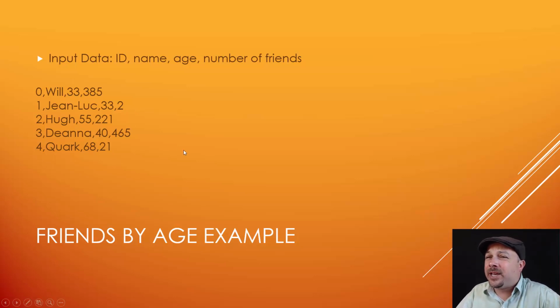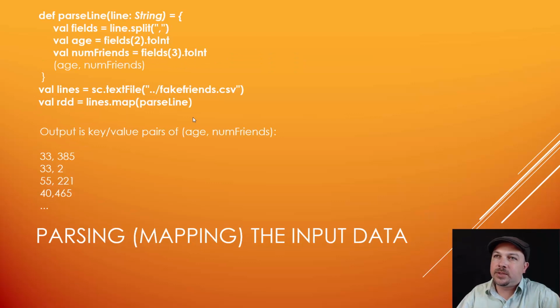So what we're trying to do, again, just to remind you of the purpose of this example, we're trying to find the average number of friends for a given age. So in this case, we have Will is a 33-year-old in our fictitious data, and so is Jean-Luc. And Will has 385 friends. He's super popular. Jean-Luc, he's a little bit socially aloof, so he only has 2. So we want to somehow figure out how to combine these 2 guys together, because they both have the same age, and figure out their average number of friends, and so on for the remaining people in our data set as well.